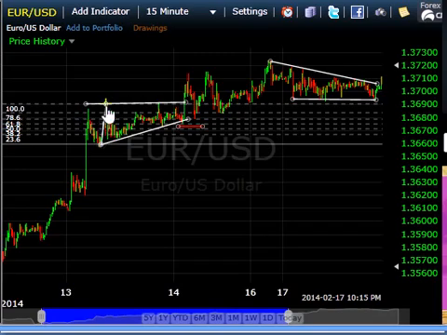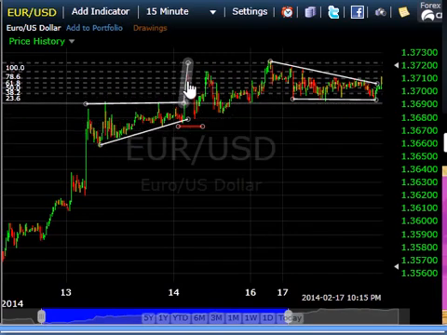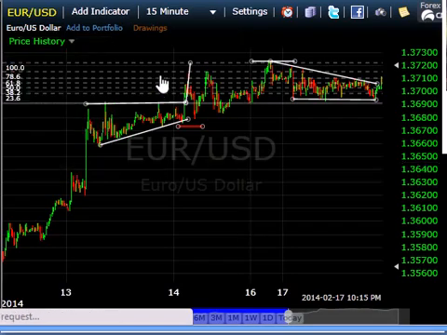So all this is showing is that this is 100% of the move from the low to the high. We move that to the breakout price, and we can see then that our target is actually right where the next triangle begins. So right there.